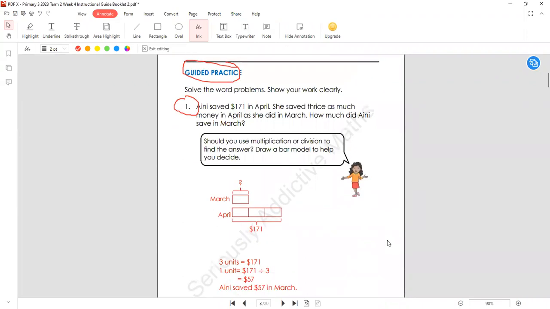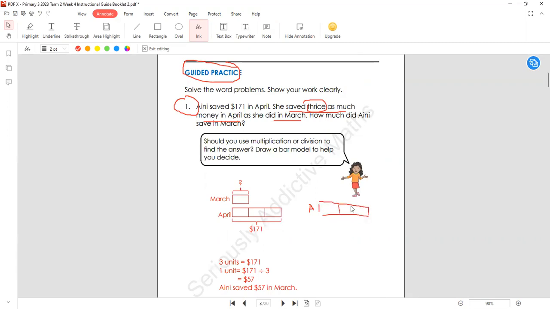Aini saved $171 in April. She saved twice as much money in April as she did in March. So again, analyze this question. Twice as much money in April than in March. So which month has more? Twice as much in April than March means April has more. So thrice, what does it mean? Thrice means 3 times. For 3 times, we draw 3 units.